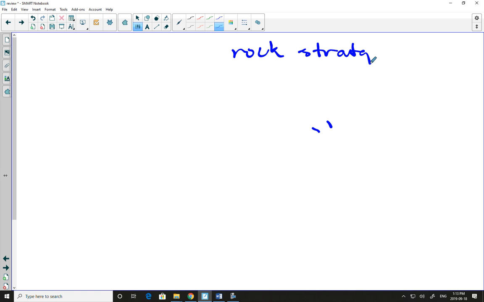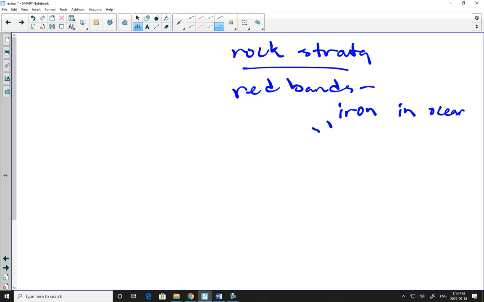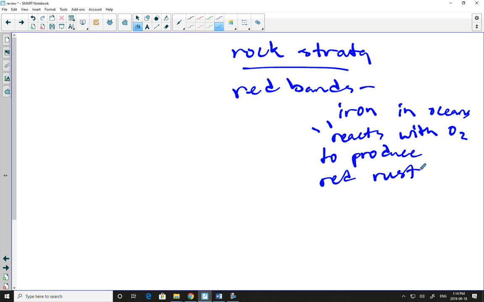All right, so again, I already talked about it, but the rock strata, and it's in your notes, the geologic history of oxygen. So we see the red bands, and that tells us that there was oxygen present in the atmosphere because iron was in the ocean. And in fact, our planet has a lot of iron, right? We have mostly iron core, and the mantle is mostly iron. So we know that there's a lot of iron, and there was iron in the oceans, which reacts with oxygen to produce the red rust, Fe2O3.